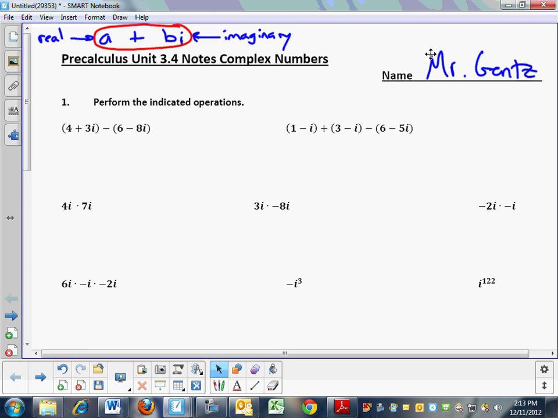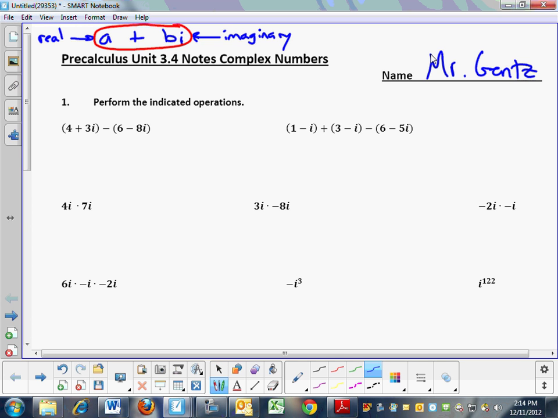Okay, there you go. So we want to be able to do operations of complex numbers. Now, so far, when we've been doing the rational roots theorem, we've only been talking about real solutions. What about imaginary solutions? And that's where complex analysis comes into play.